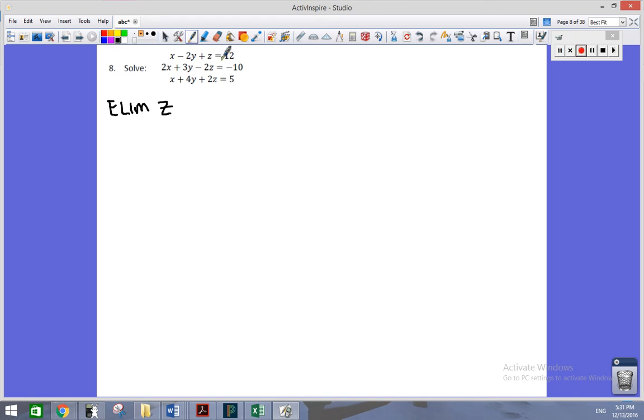So I'm going to just start off right away adding equations 2 and 3. If I number these 1, 2, and 3, I'm going to add these two equations together. So I've got equation 2 and equation 3. Put a 1 there just for visual aid.